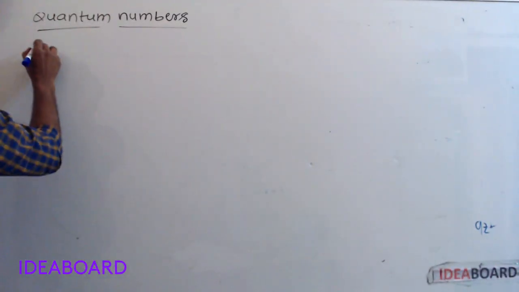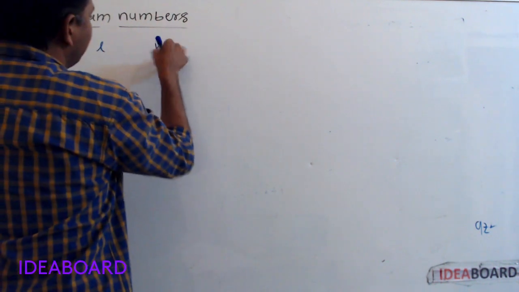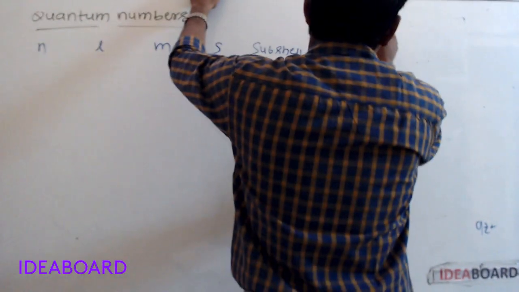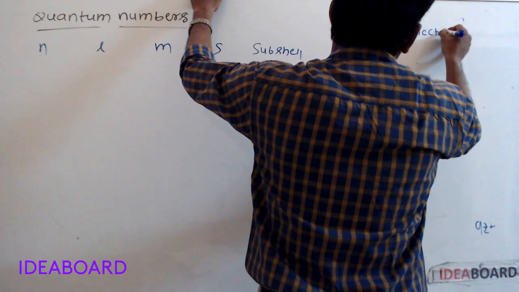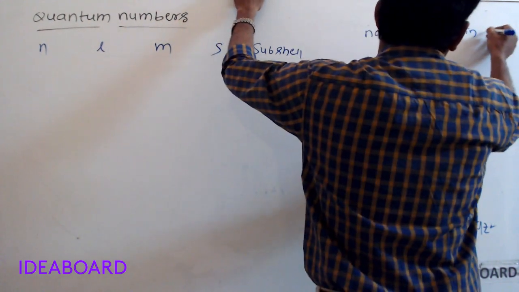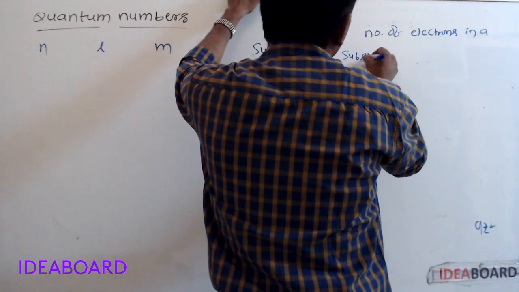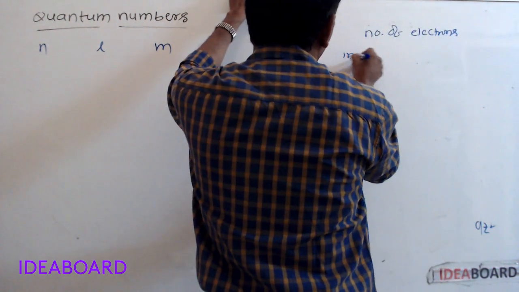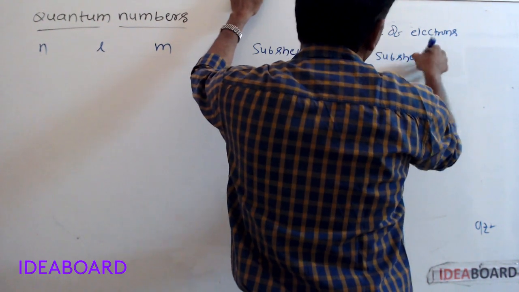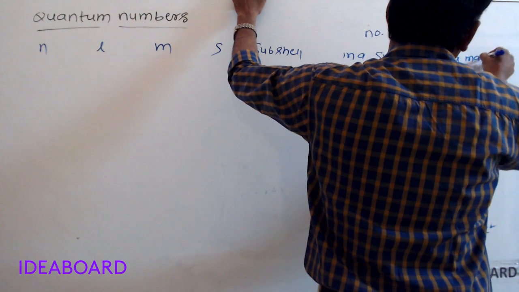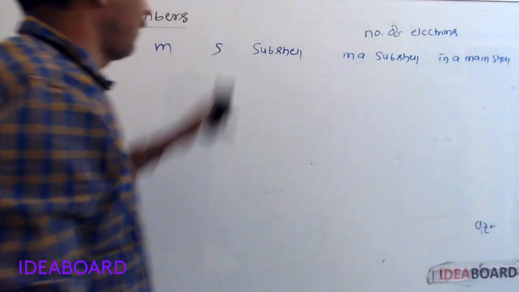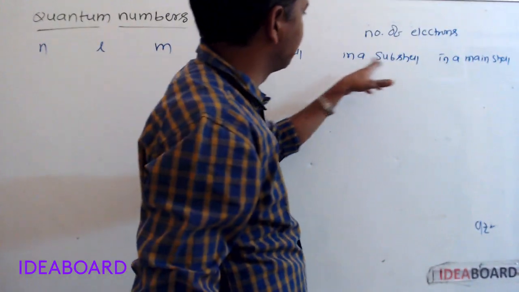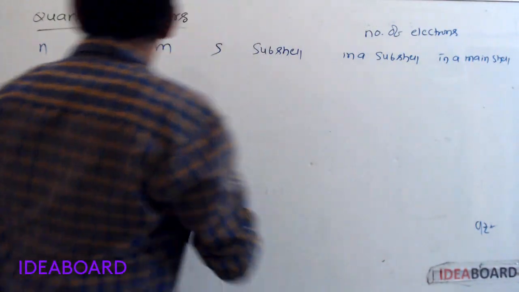So, summary of quantum numbers: n value, l value, m value, S value, the subshell, number of electrons in a subshell, and number of electrons in a main shell.